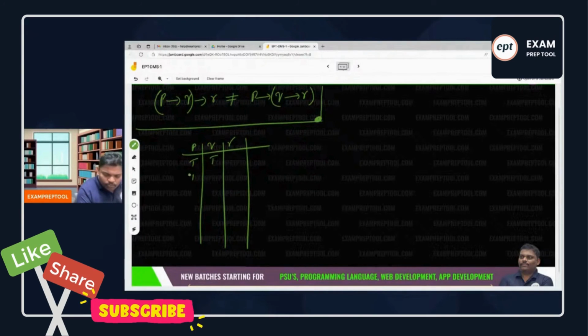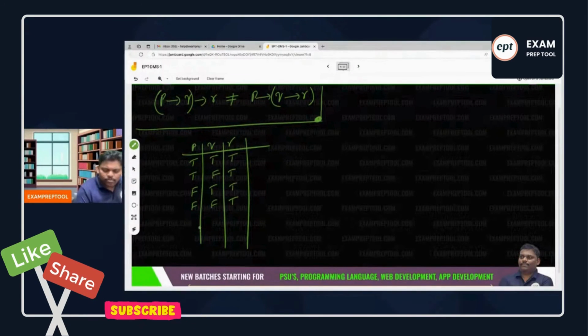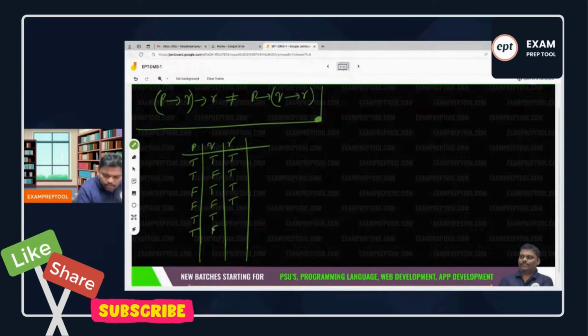True, false, true, false. For this, all are true. You can cover all combinations whatever way you like. No objection, you can cover whatever way you like. Can you see this one? Again the same: true, true, true, false, false, true, false, false. Everywhere false you write. Just one more important thing I want to say.